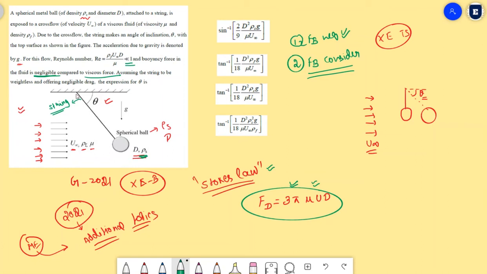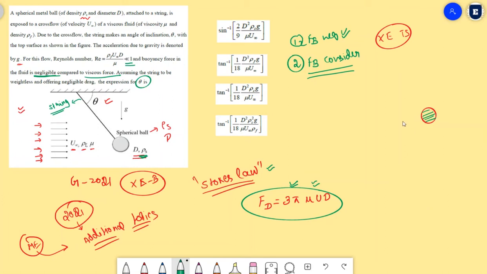So we don't need to consider the drag offered by this string also. Due to the string, whatever drag is caused, we can neglect it. Now we need to find out what this theta is. This is a really simple question if you know the basic concept. Let us consider this is the sphere.